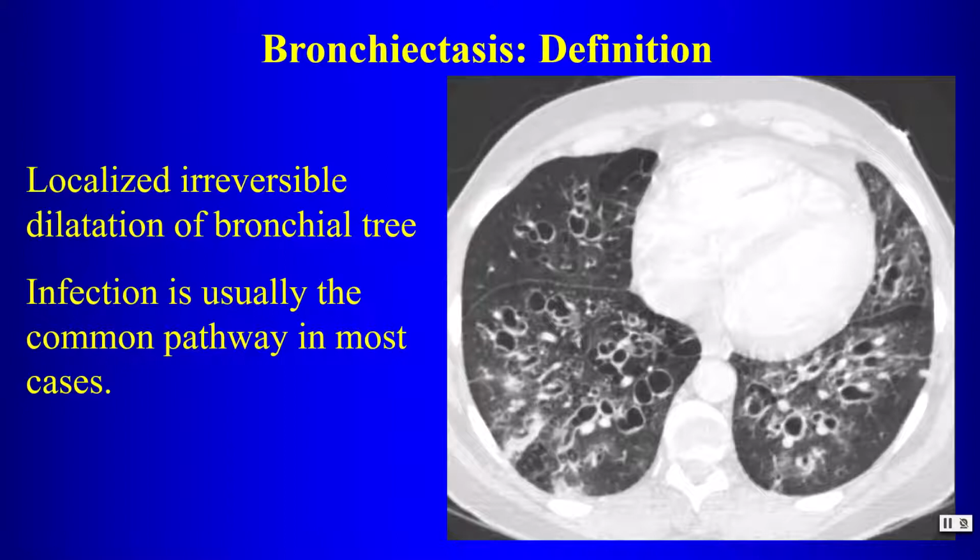Bronchiectasis is the localized, irreversible dilatation of the bronchial tree, and usually it's secondary to infection. Infection is usually the common pathway in most cases of bronchiectasis. It's easily recognized on CT as the airway itself should be about the same diameter as the accompanying blood vessel, but if you notice that the airway is markedly dilated compared to the accompanying blood vessel, then you have bronchiectasis.